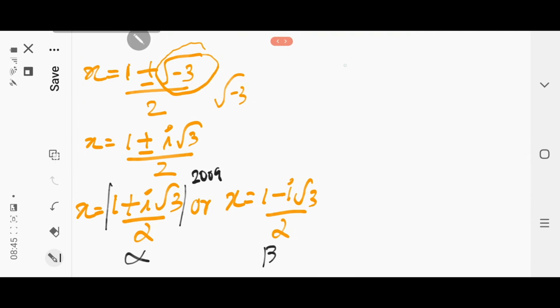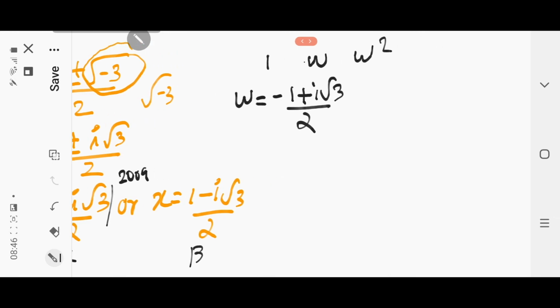You have studied the cube roots of unity in a previous question, right? What are the cube roots of unity? They are 1, omega and omega square. You studied omega as minus 1 plus i root 3 divided by 2, and omega square as minus 1 minus i root 3 divided by 2.